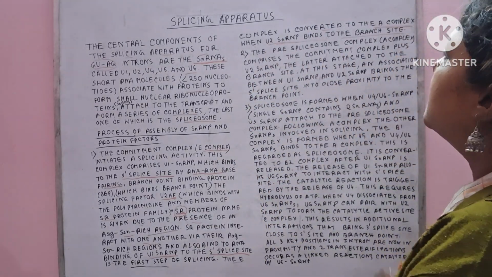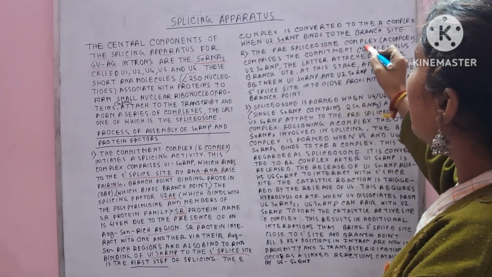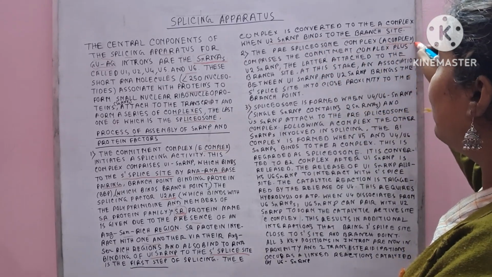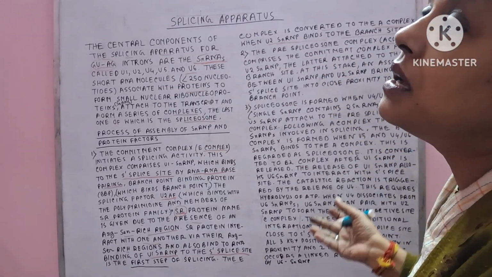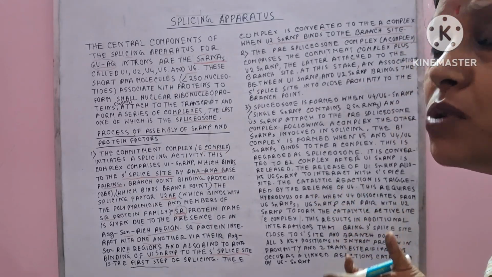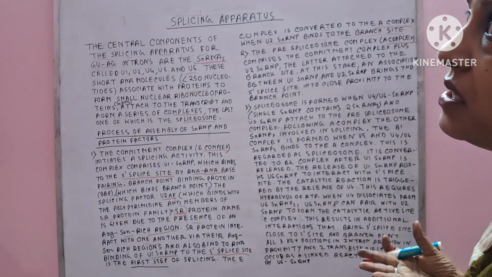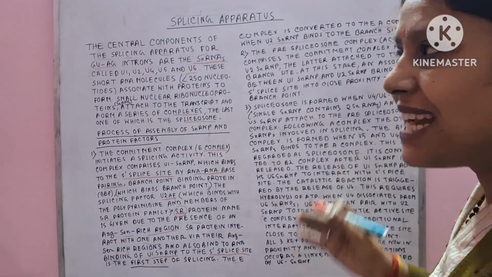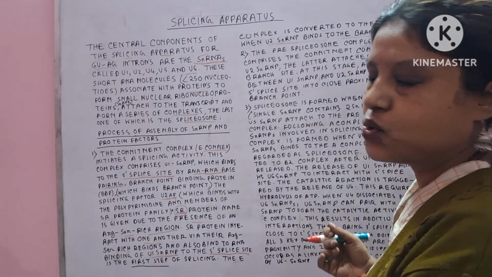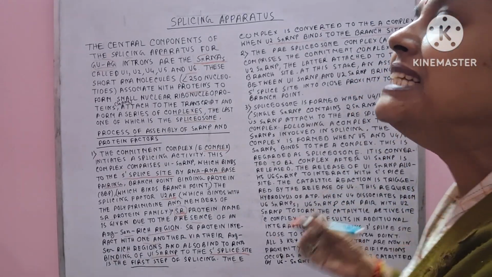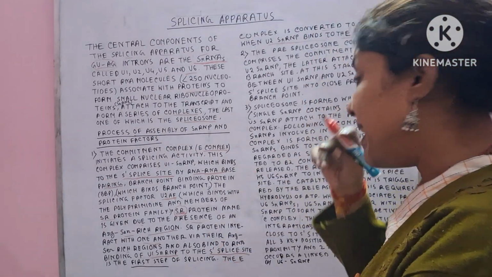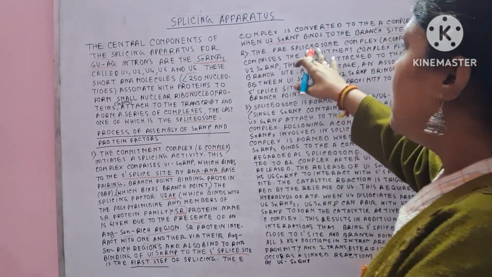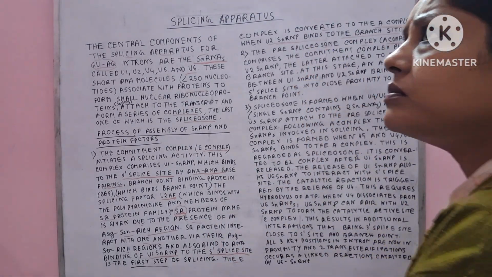Second point is that the pre-spliceosome complex, that is the A complex, is just a complex that is not yet the formed spliceosome. So that's why it is called the pre-spliceosome, or you can say it is the intermediate form of the spliceosome.